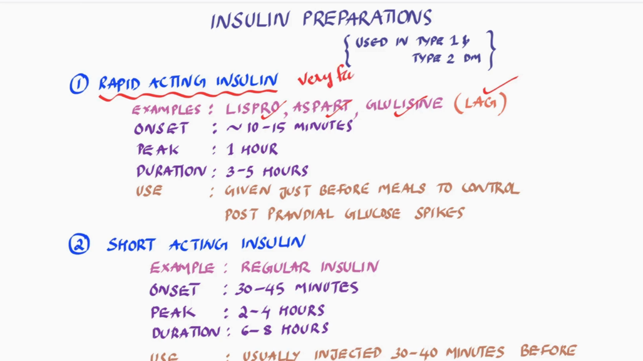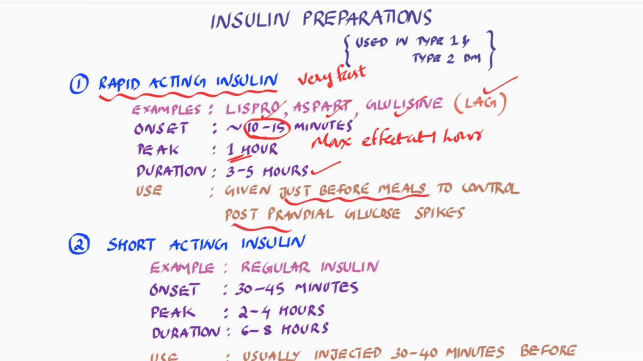That means it starts producing its effect at around 10 to 15 minutes, and its effect is maximum at about 1 hour. That means the concentration of the insulin in the blood as well as the glucose lowering effect of the insulin will be maximum at about 1 hour, and it acts up to 5 hours. These insulins are given just before meals to control the sudden rise in blood glucose after eating, what we call postprandial glucose spikes, because the onset of action is around 10 to 15 minutes. So, in short, if you inject this right before you eat, it tackles the sugar rush from your food.